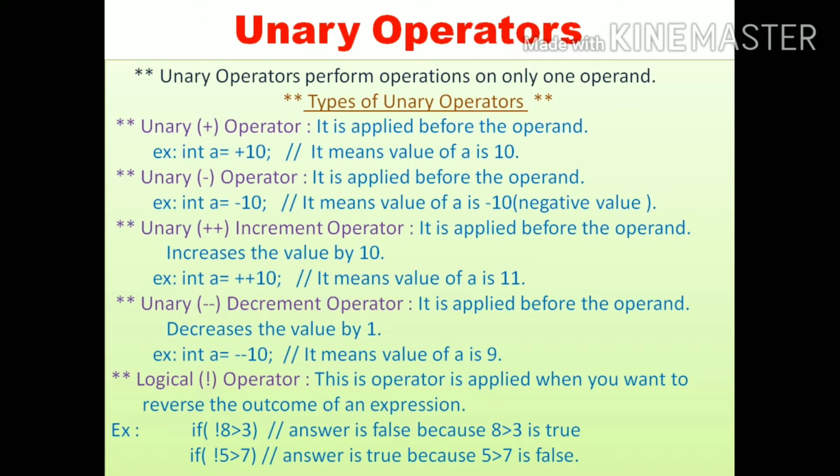If not 5 greater than 7. 5 greater than 7 is false, but as the logical not sign is provided, the answer is true. So that is all about unary operators.